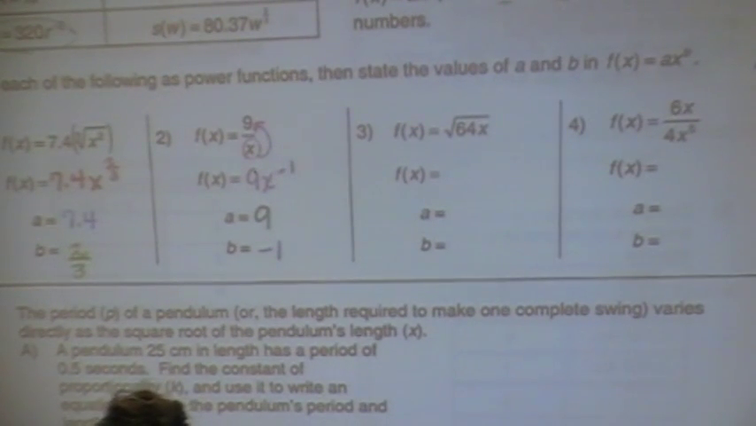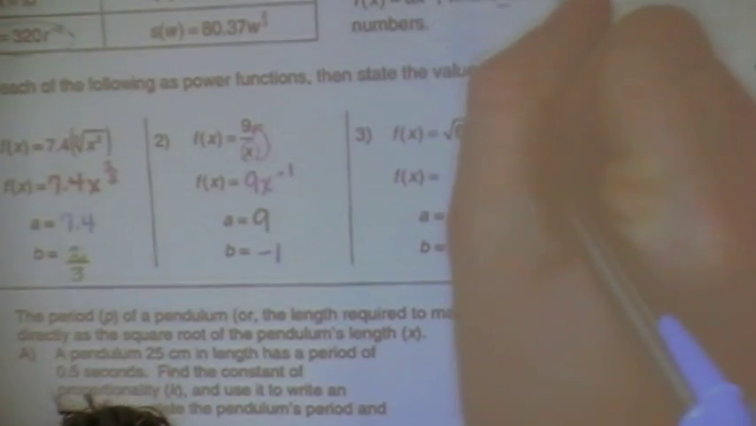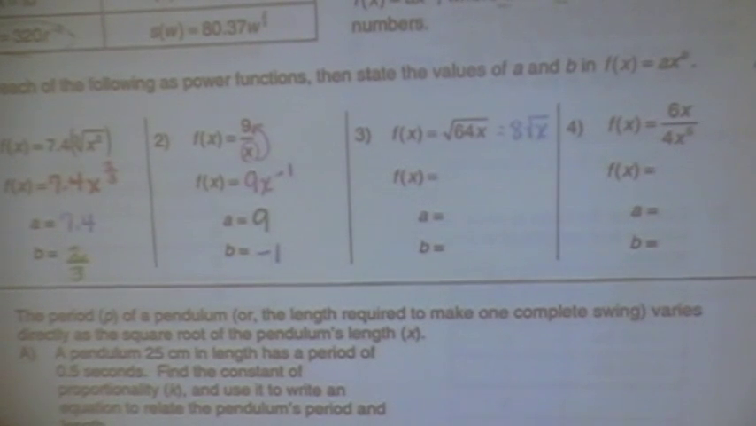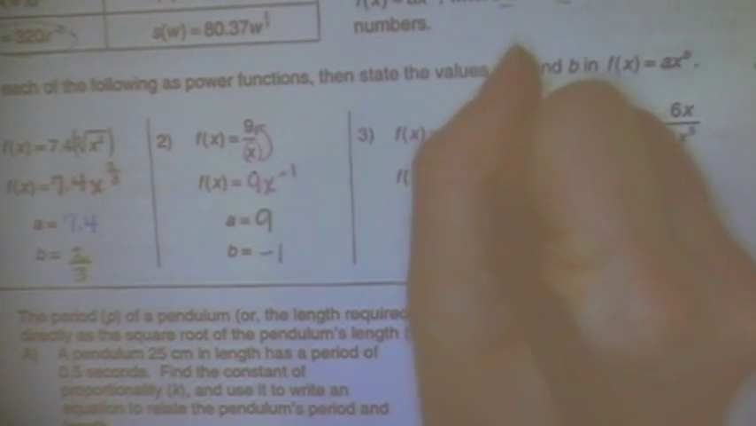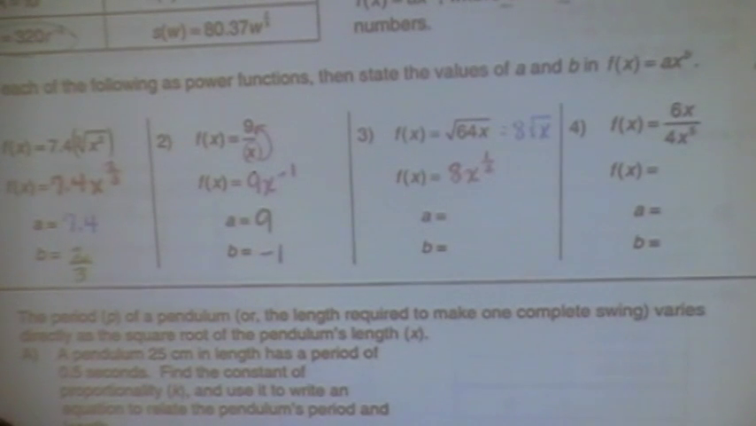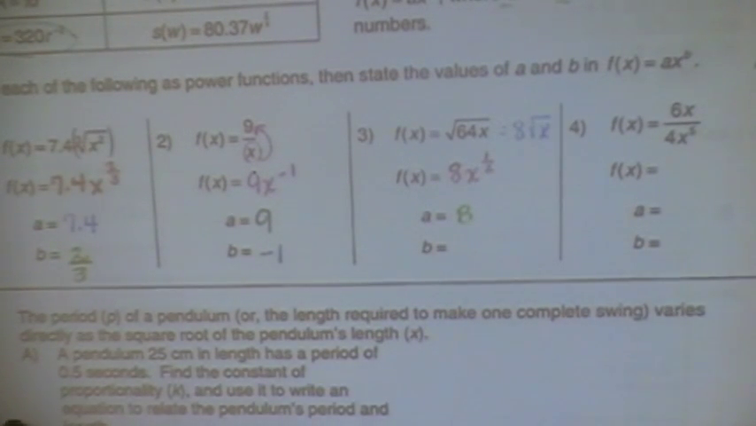Okay, so in number 3, first thing I would do is take care of the fact that 64 is a perfect square. So I'm going to do this part right here. This is really 8 times square root x. So now to rewrite it as a power function, that would be 8 x to the 1/2. So your a value is 8, and your b value is 1/2.